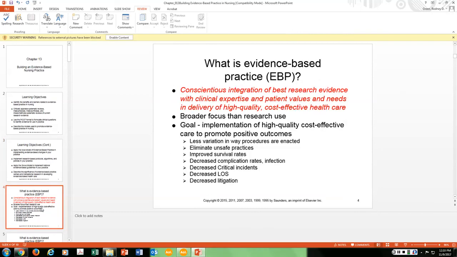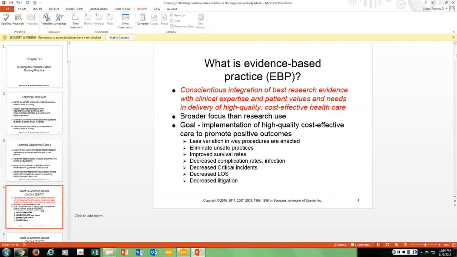I assume you're practicing nurses, so I assume that you know a lot about evidence-based practice, but we will start with a definition of EBP. Evidence-based practice is the conscientious integration of best research evidence with clinical expertise and patient values and needs in the delivery of high-quality, cost-effective healthcare.